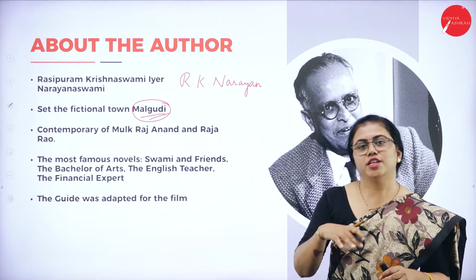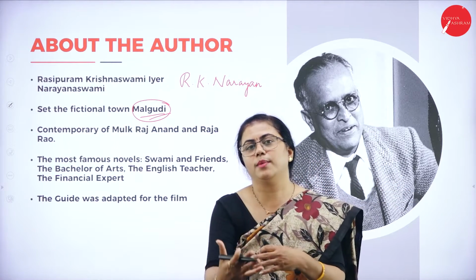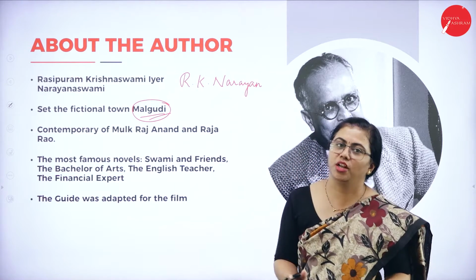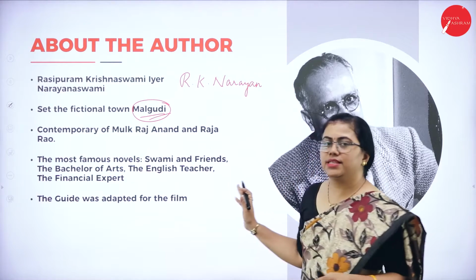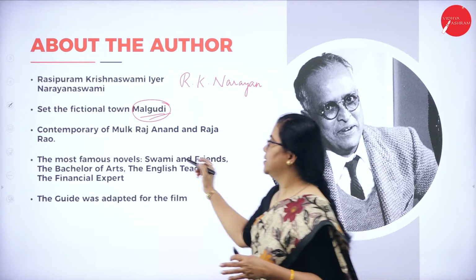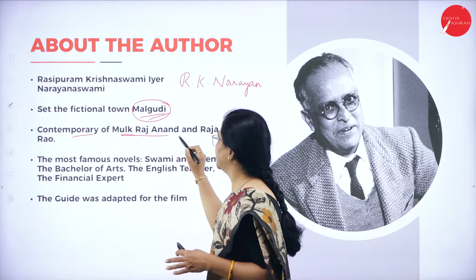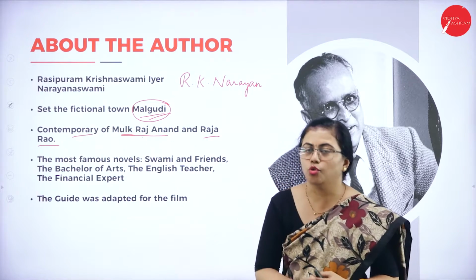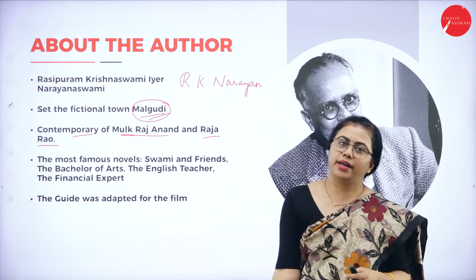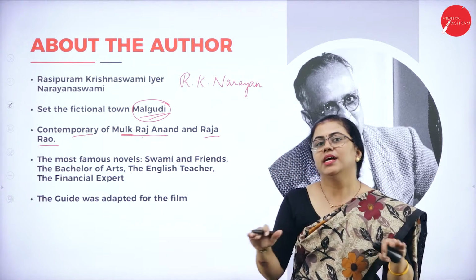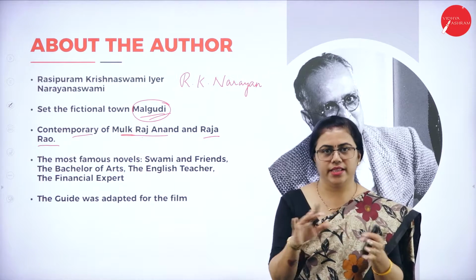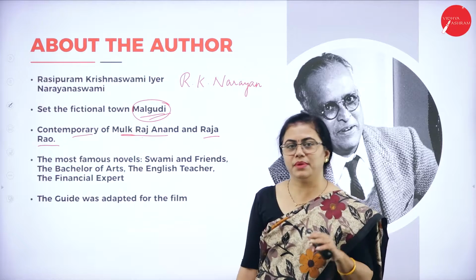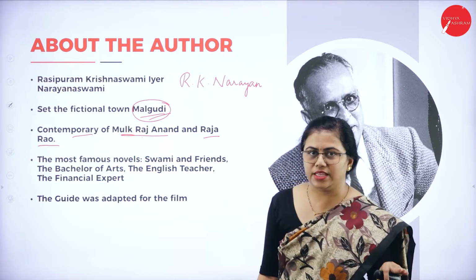In Malgudi, there is one address that is given. When I talk about the novel, I'll tell you all about that. That is also fictional only. R.K. Narayan is considered a contemporary of two other great authors, Mulk Raj Anand and Raja Rao. Contemporary means they lived in the same age, the same years. The meaning of contemporary is living in the same age.